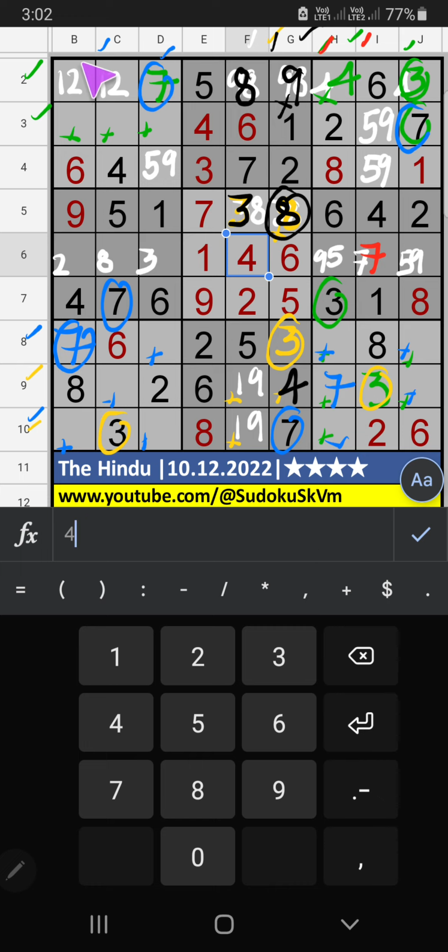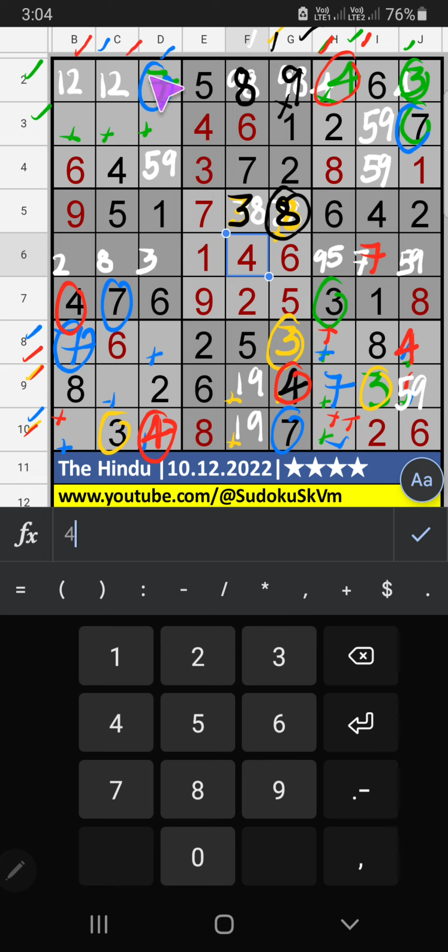Column H, column B, we have 4. So 4 can't come in these cells. Then 4 is confirmed here. 9th row, 10th row, we have 4. Column H also we have 4. So 4 can't come in these cells. Then 4 is confirmed here. Then column G, 2 numbers are remaining, 5 and 9. It will come in another 2 cells. We will confirm later.